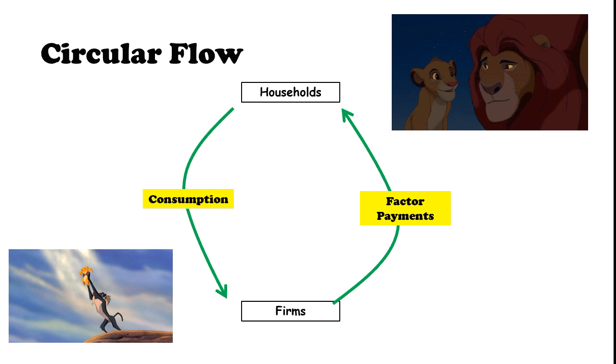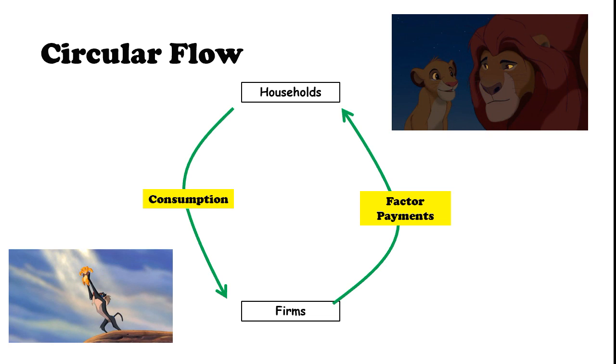What do the households do? Well, the households buy stuff. We buy groceries. We buy cars. We pay our electrical bills. We spend all this money. Spending all that money is called consumption. So the things that we buy, and this is personal consumption, the things that we buy from businesses, that's our consumption. The money we get from businesses are the factor payments.